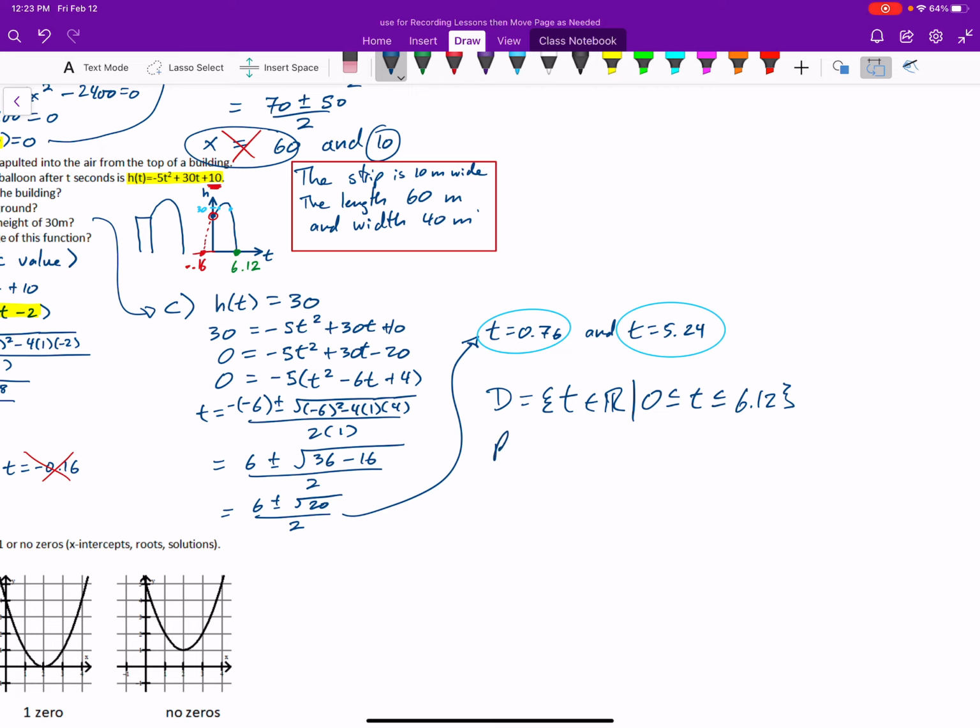As far as the range goes, I need to know what the vertex value is. It's going to be below the vertex, so the range is going to be a height of all real numbers. And it's going to stop at the ground, so it's not going to go below 0, but I don't know what that upper limit for the vertex, the y value of the vertex is.